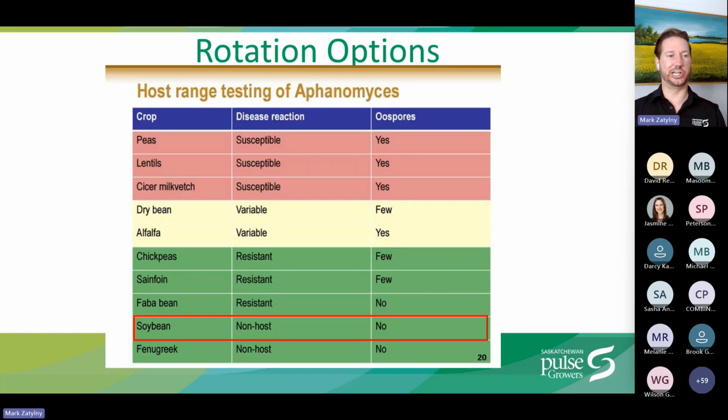Here, I just want to again show the rotation option of why you want to include that if you have an Aphanomyces infected field. So this, as I said, is a non-host. It is safe to plant on even your worst Aphanomyces field, and you are able to continue to get the benefits of having a pulse crop in your rotation.